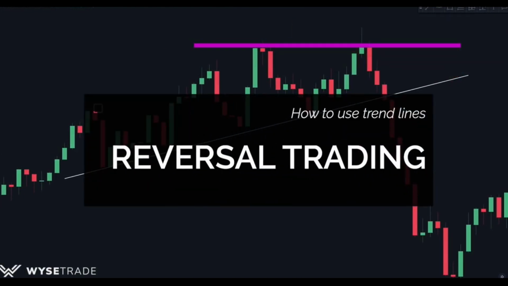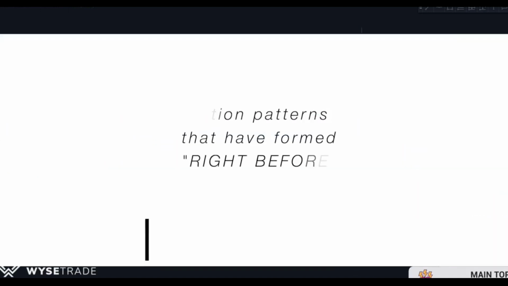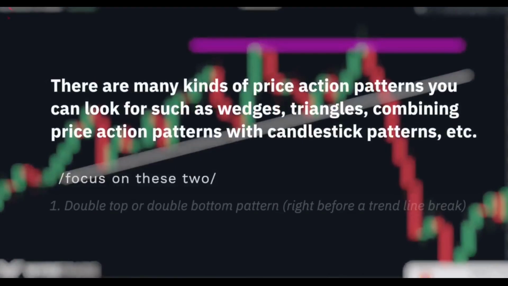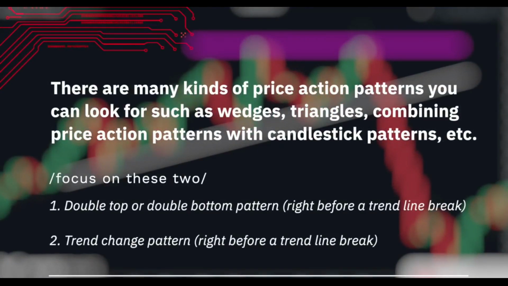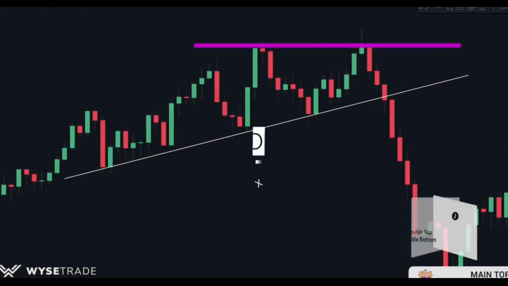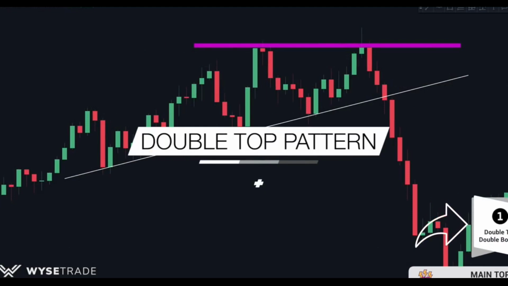So in this section, we are going to go through a reversal trading strategy with trend lines. Now, what you do is you look for key price action patterns that have formed right before a trendline break. There are many kinds of price action patterns you can look for, such as wedges, triangles, combining price action patterns with candlesticks, and so forth, as there are a lot. But for now, focus on these 2, the double top or double bottom price action pattern and the trend change price action pattern.